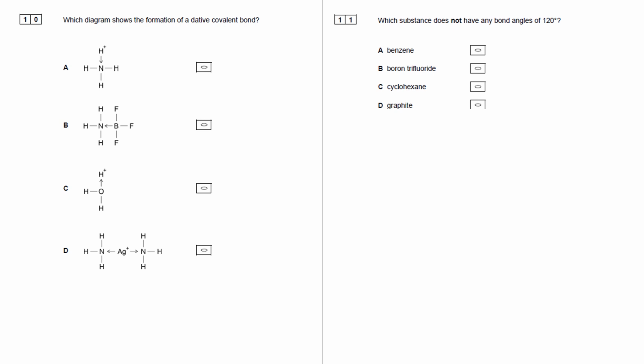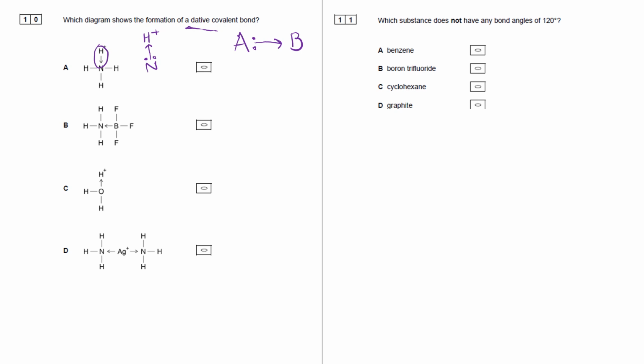Question 10. Which diagram shows the formation of a dative covalent bond? A dative covalent bond is where one atom with a pair of electrons is able to share that pair of electrons with an atom with space in its orbitals. So A would be incorrect because nitrogen has a lone pair of electrons and it would share those electrons with a hydrogen ion that's got space because it's got no electrons. So A, the dative covalent bond, is the wrong way around.